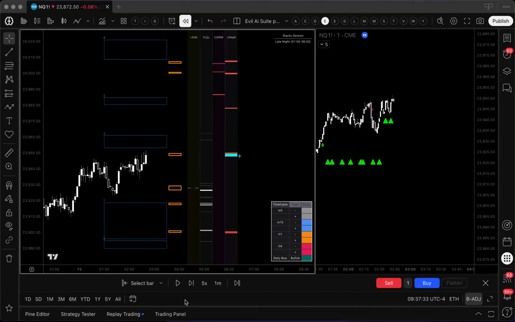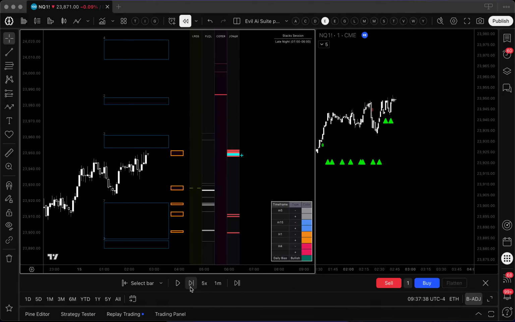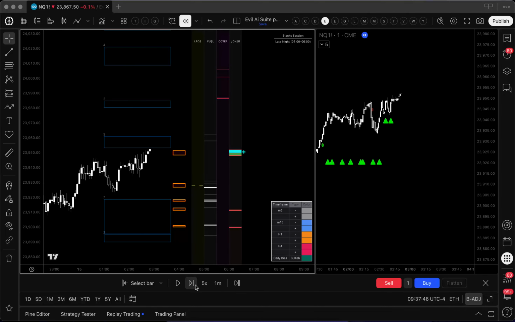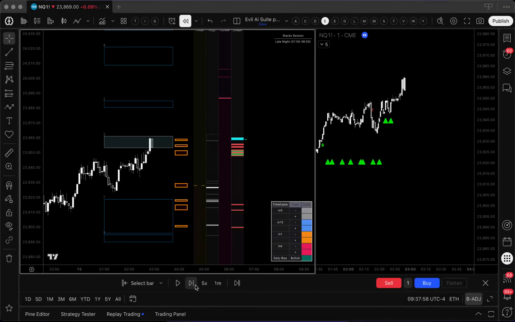So let's have a quick walkthrough of how this B setup played out. So I'll go one bar at a time. So we've hit the stack, right? Step one. Stack turns light blue. Anytime we hit a stack for the first time, it will turn light blue, bringing your full focus to that stack.